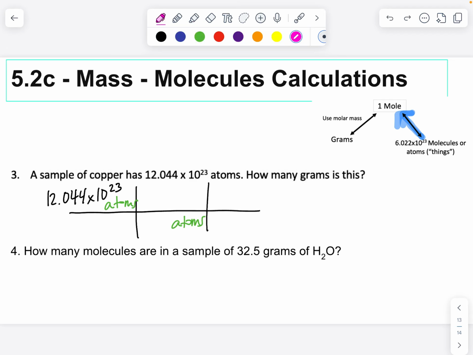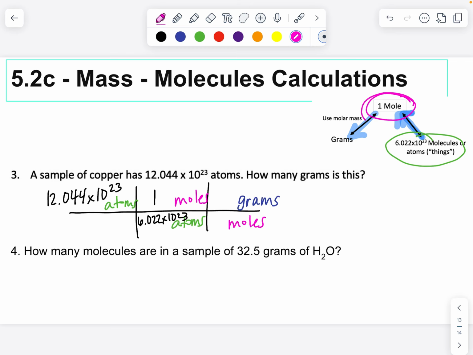Sorry, that was a highlighter. Moles. If I have moles on the top, I know moles have to go on the bottom. And then my next step is going to be to go to grams. Okay, so I can use my map to tell me what numbers go where. Anytime I'm talking about atoms, I'm going to use the 6.022 times 10 to the 23rd. That's 1 mole. Again, 1 mole. So I'm just working my way through.